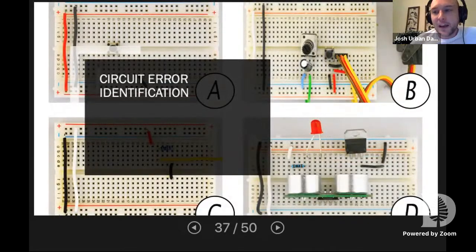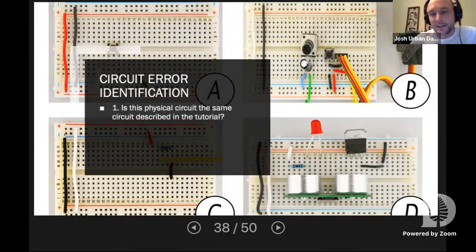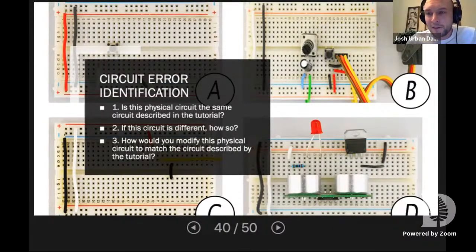And participants were then asked to use the tutorial apparatus as a reference for answering 3 questions regarding the physical circuit. Is this physical circuit the same circuit described in the tutorial? Is this circuit different? If so, how? And how would you modify the physical circuit to match the circuit described with the tutorial? The point of this particular study was to understand and contrast how you would use web tutorials to understand the spatial, geometric, and functional structure of the circuit, and also how Tangible Circuits would help inform that information as well.